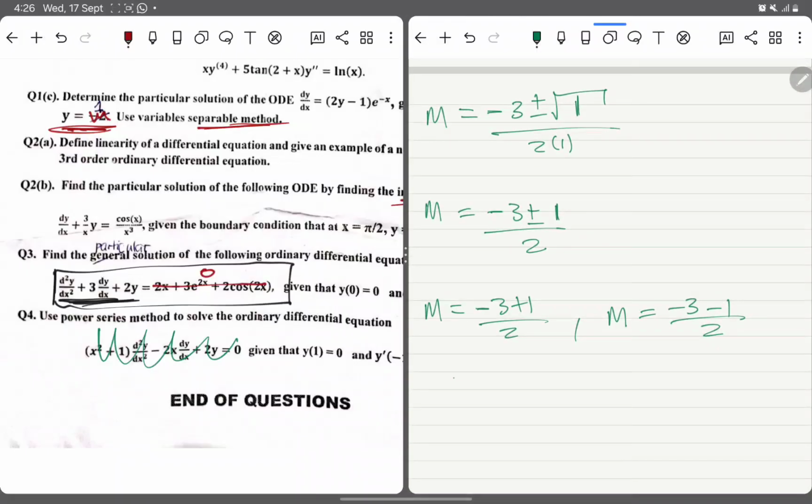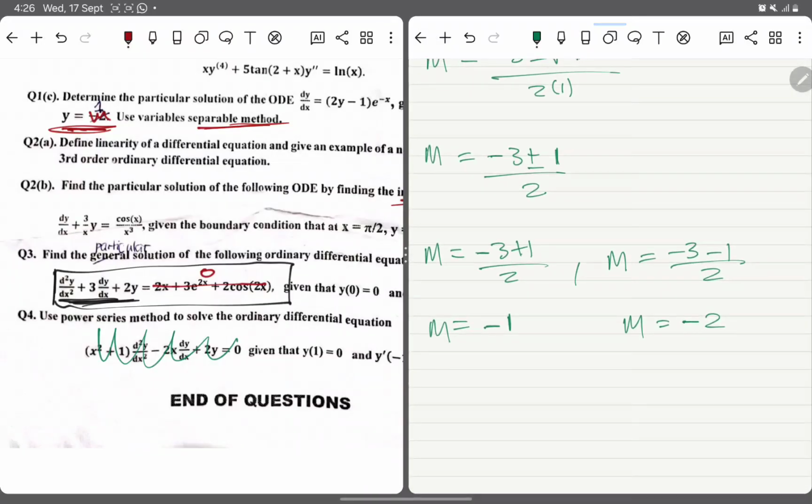Now we get our m being equal to minus 3 plus 1, that's negative 2 over 2, you'll be negative 1. You punch it in the calculator, that's your m. Then the other m will be minus 3 minus 1, you get minus 4 all over 2, you're going to get negative 2. This you punch in the calculator. Now the solutions you get for m tell you what to do on the next stage.